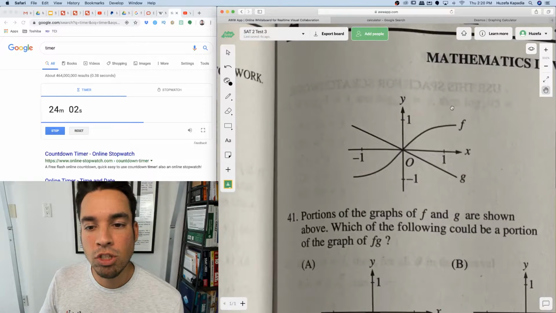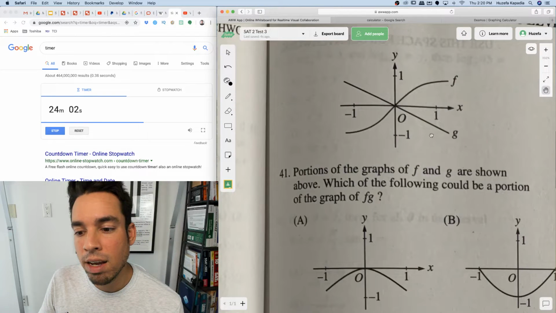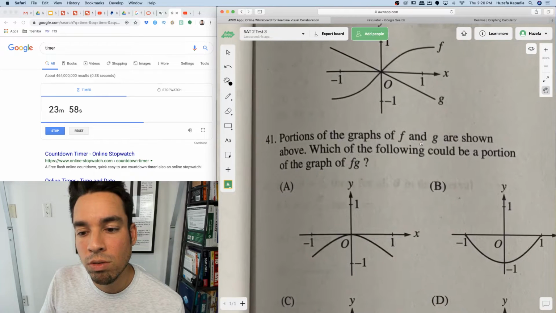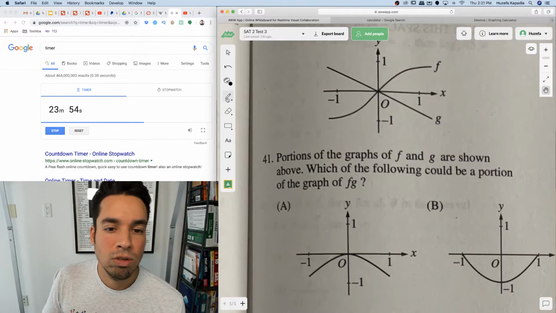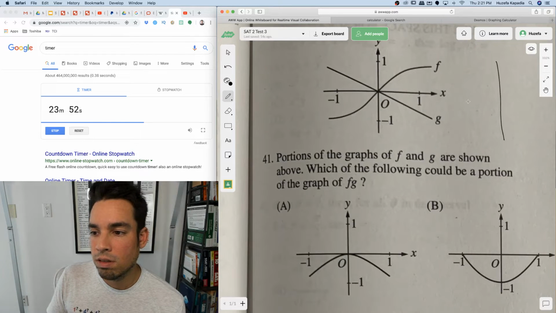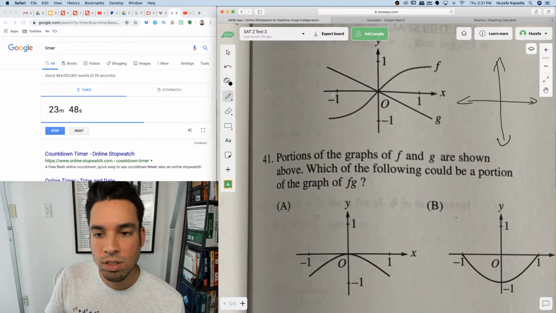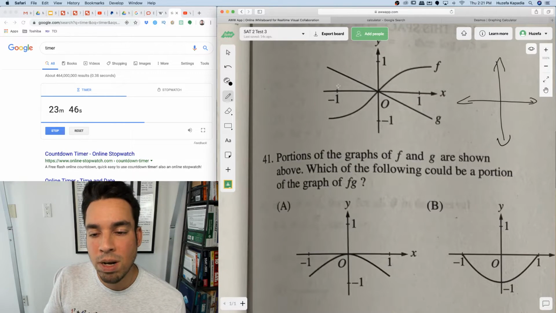Next, portions of the graphs of f and g are shown above. Which of the following could be a portion of the graph of f times g? Okay, so here's how I'm going to do it. Like this, like this. Okay, so they're opposite signs here. You see this? So positive times a negative is going to be negative. And then, of course, it's approaching 0. You see? So it's probably getting bigger, bigger, bigger, and then it hits 0 right here.